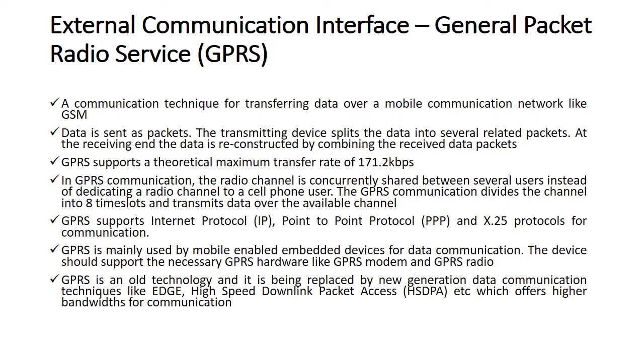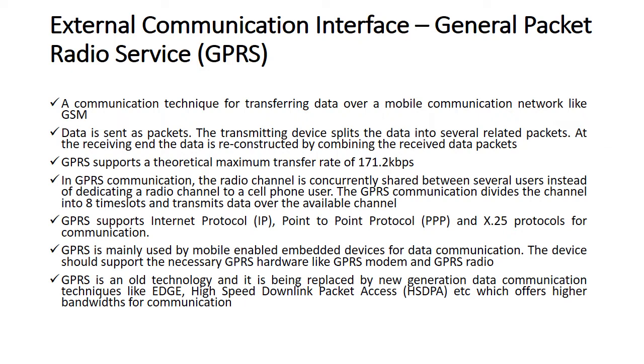The next external communication interface of an embedded system is GPRS, General Packet Radio Service, a communication technique for transferring data over a mobile communication network like GSM. This is very similar to GSM, which requires a mobile communication network for transferring the data. Data is sent as packets. The transmitting device splits the data into several related packets. At the receiving end, the data is reconstructed by combining the received data packets.